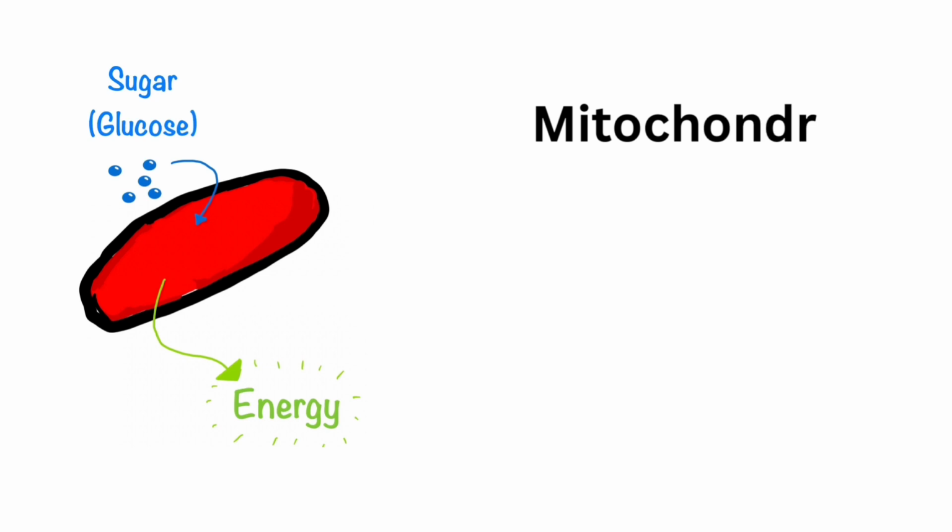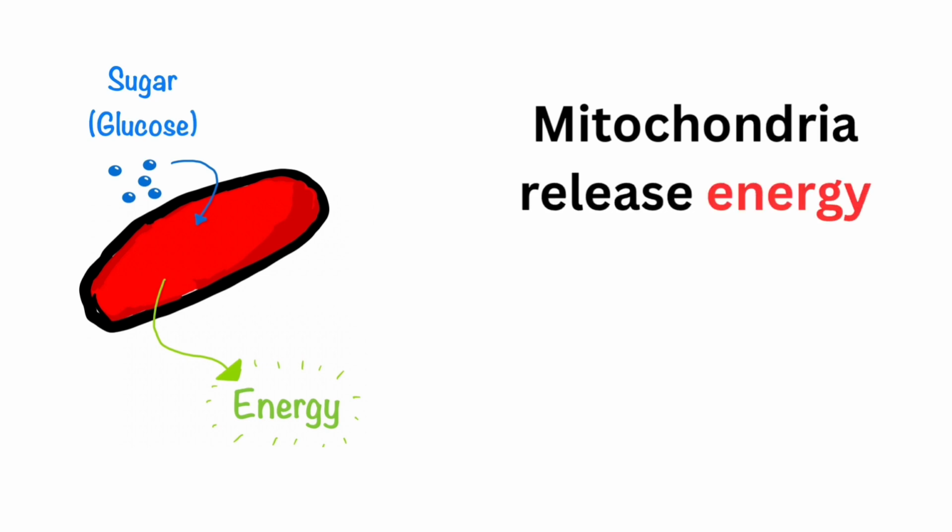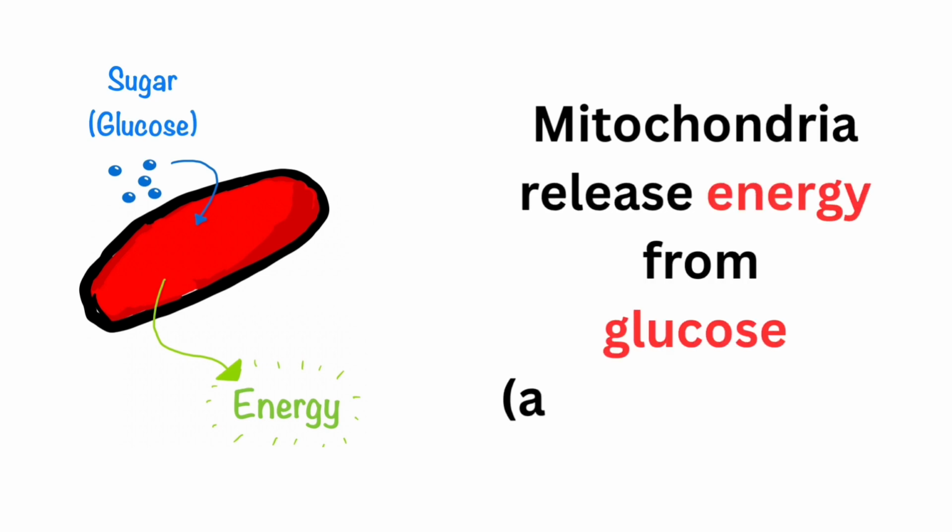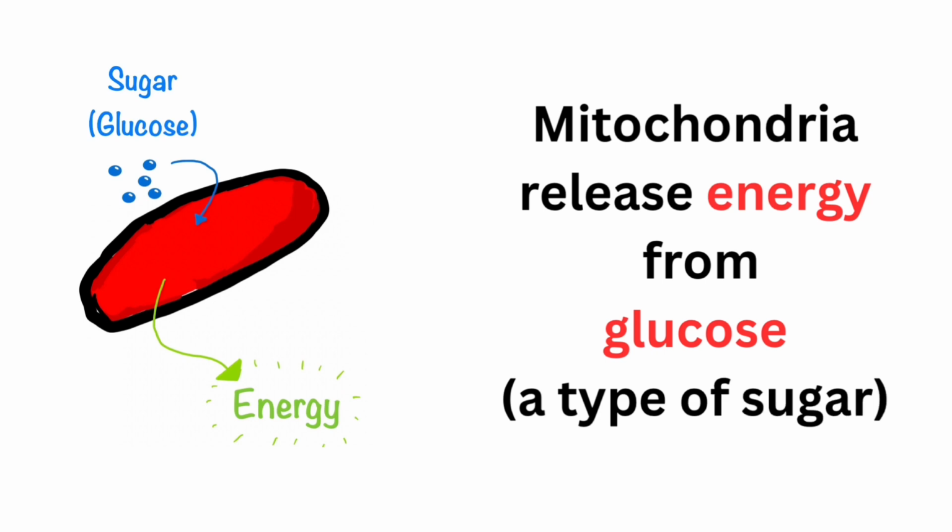And each of the mitochondria carries out a special chemical reaction where it takes in sugar and breaks it down to release energy that the plant can use. And this chemical reaction is called respiration.